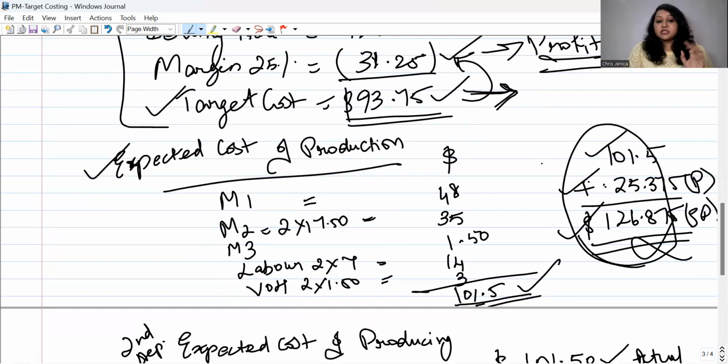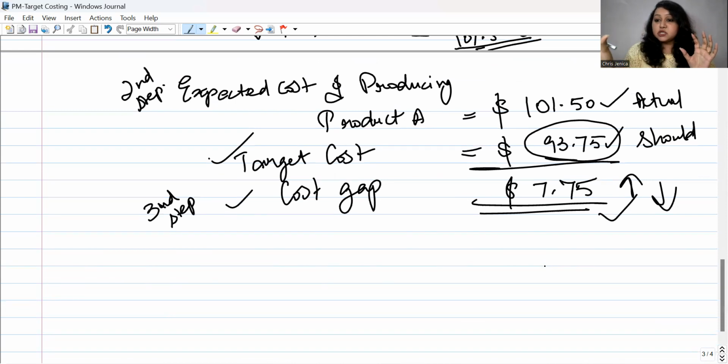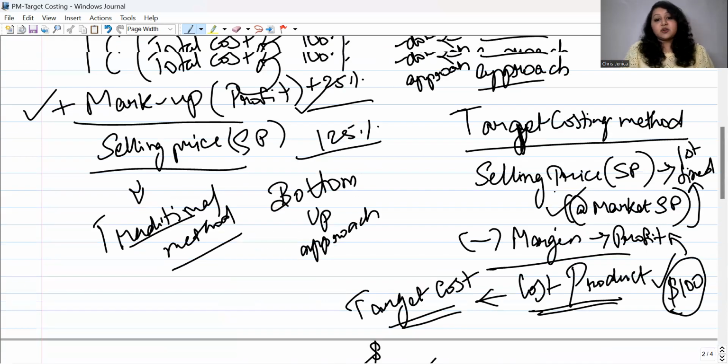Now the expected cost of production will be calculated. So this is the total cost that my present procedures are going to incur for producing one product. Now we will find the cost gap. What is the actual cost I'm going to incur for producing the product? What should I incur in order to compete with the competitors? You will find out the cost gap. Now you will come to a conclusion through analysis. What are the strategies I can use in order to reduce my total cost of production by $7.75? Okay, so this is basically target costing.